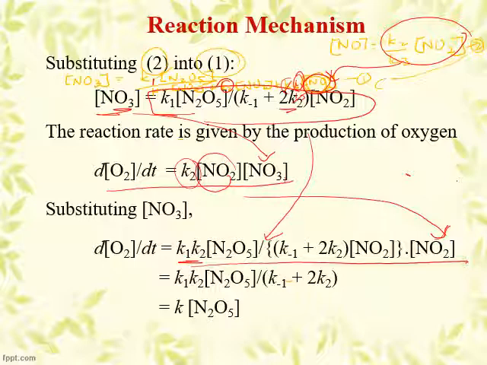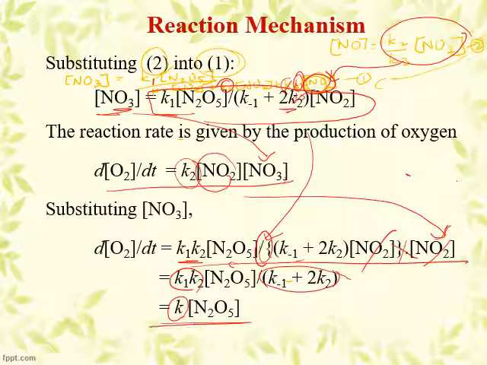So now, because we have all these k's, we can substitute them with a new rate constant k. So we get k[N2O5]. Because this one just now was divided, this one is here, then multiplied by [NO2], that's why you cross out NO2.